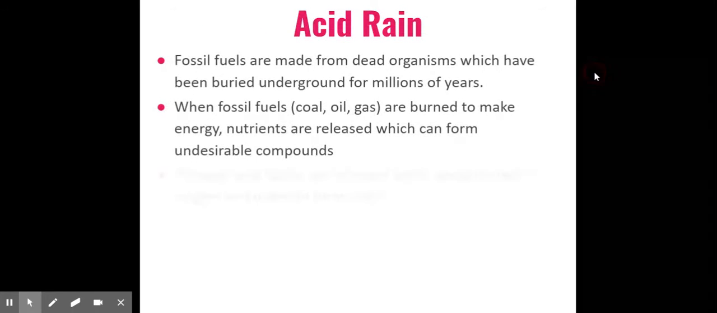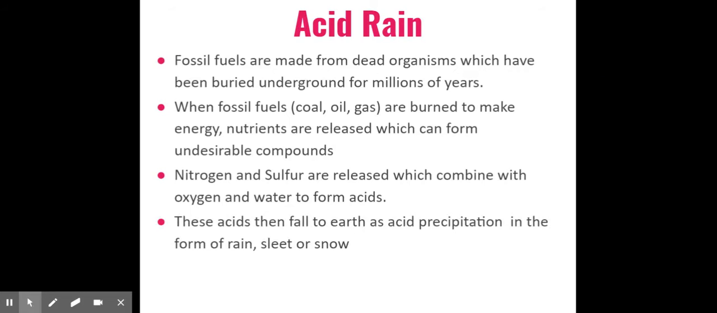We might also see it in acid rain. As you guys know, we create fuel by burning fossils or dead organisms, which have been buried underground for millions of years. When we burn fossil fuels like coal and oil and gas to make energy, they release nutrients which form undesirable compounds. Okay, they do that by releasing nitrogen and sulfur into the air, and that combines with oxygen and water to form acid. And then that acid falls to earth as acid precipitation in the form of typically rain, but it can also fall in sleet or snow.